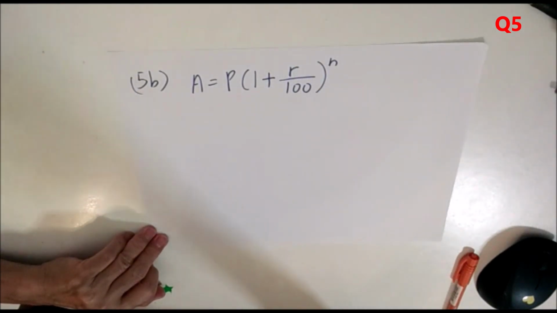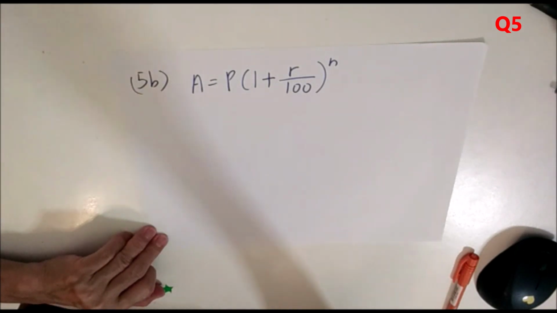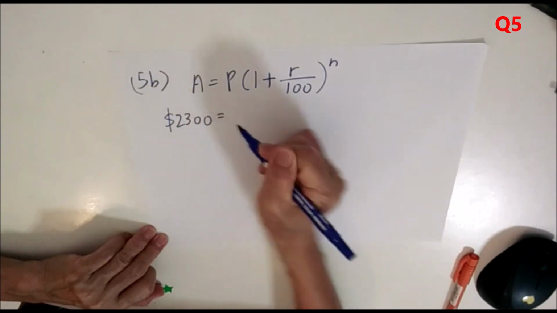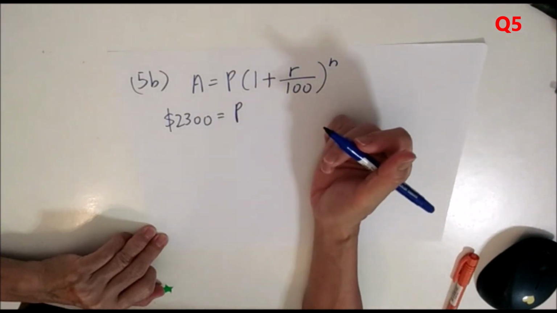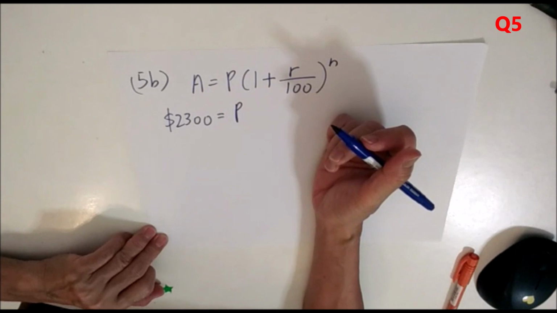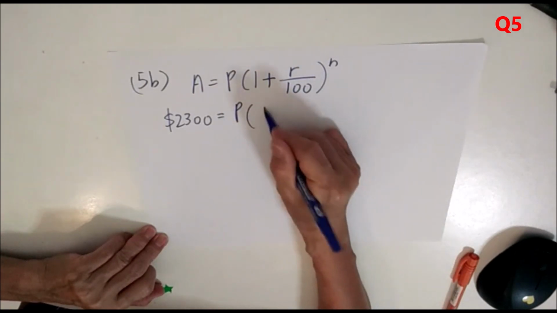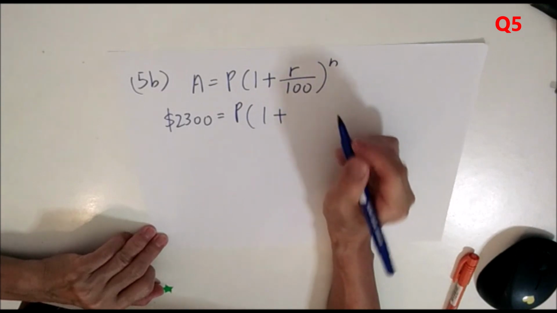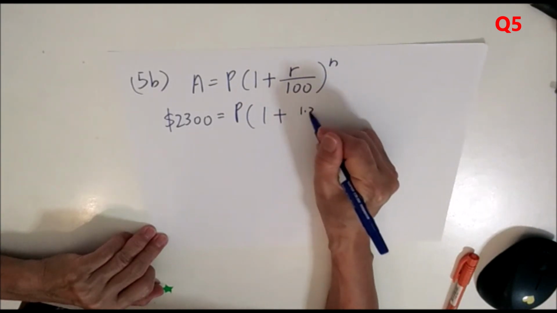A refers to the total amount of money that you will get at the end of the 3 years, and that is $2,300. P is the amount of money that you put in the bank, the original amount. R refers to the rate of interest, which in this case is 1.2%.